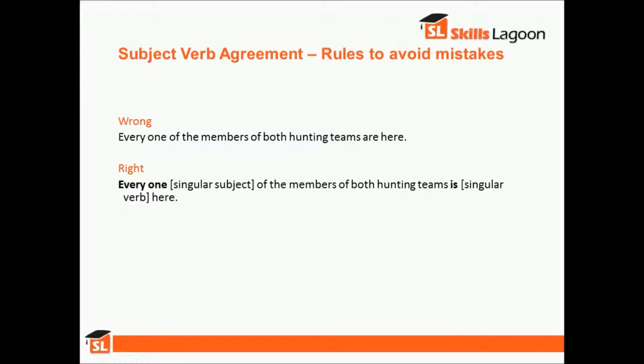Continuing the same, every one of the members of both hunting teams are here. Here the subject is everyone, and everyone is an indefinite pronoun. It is always singular. So the correct formation is every one of the members of both hunting teams is here.